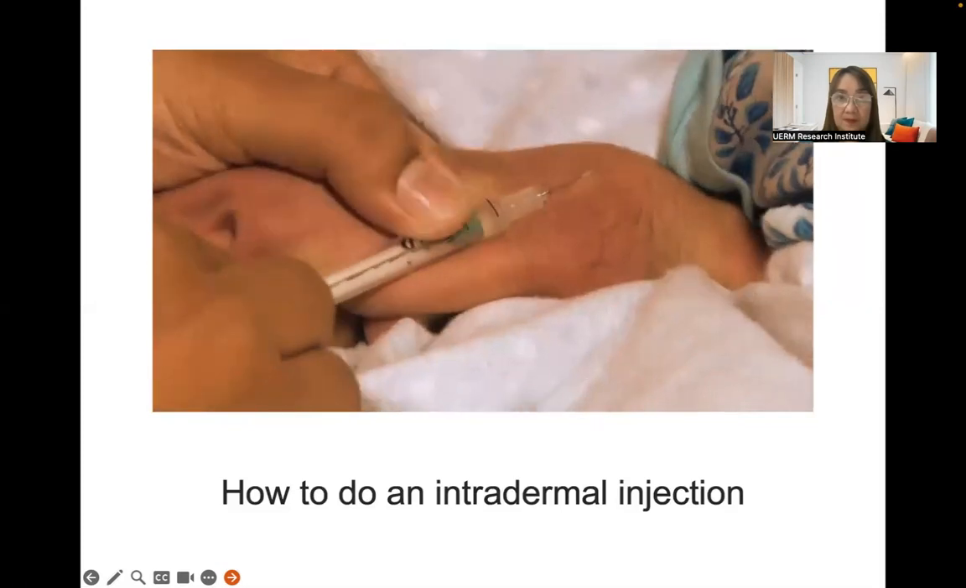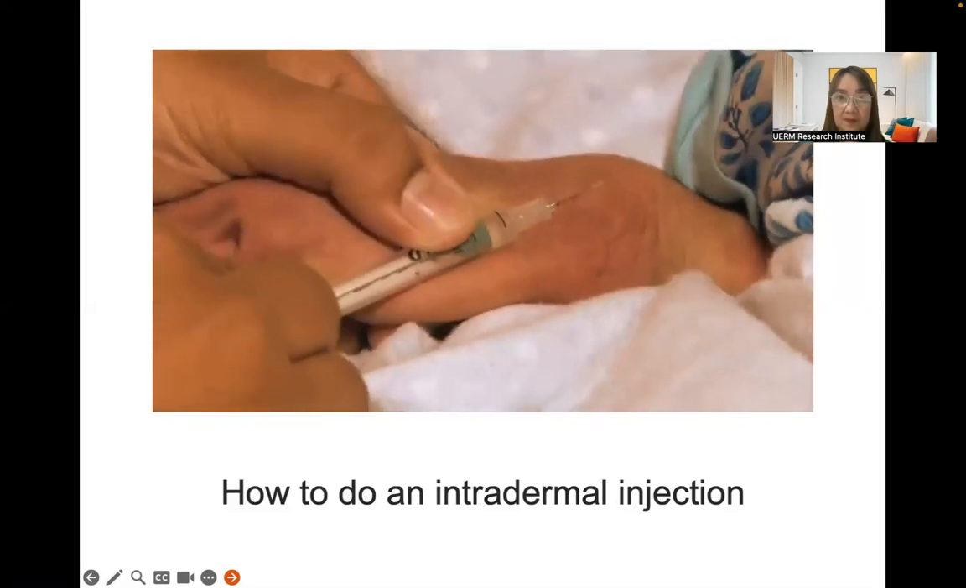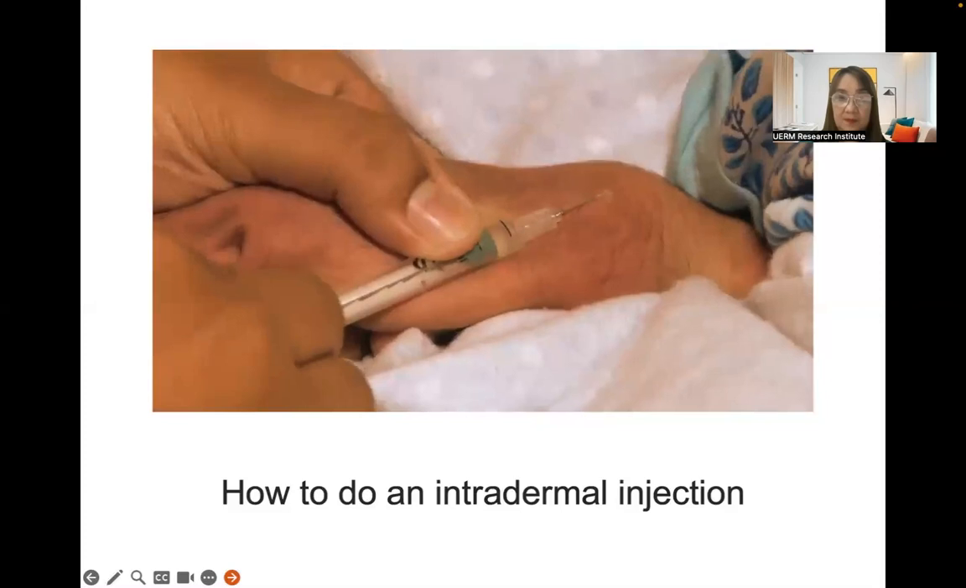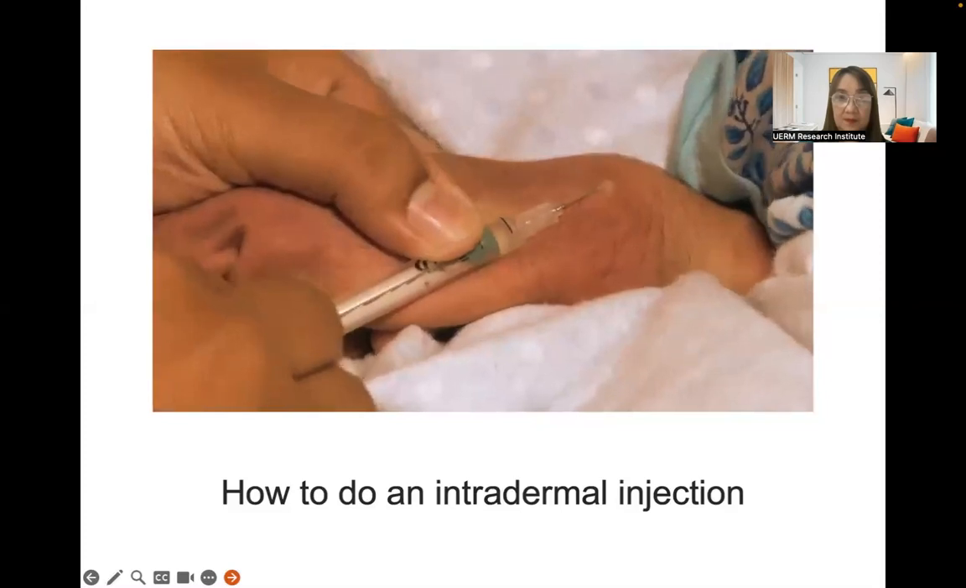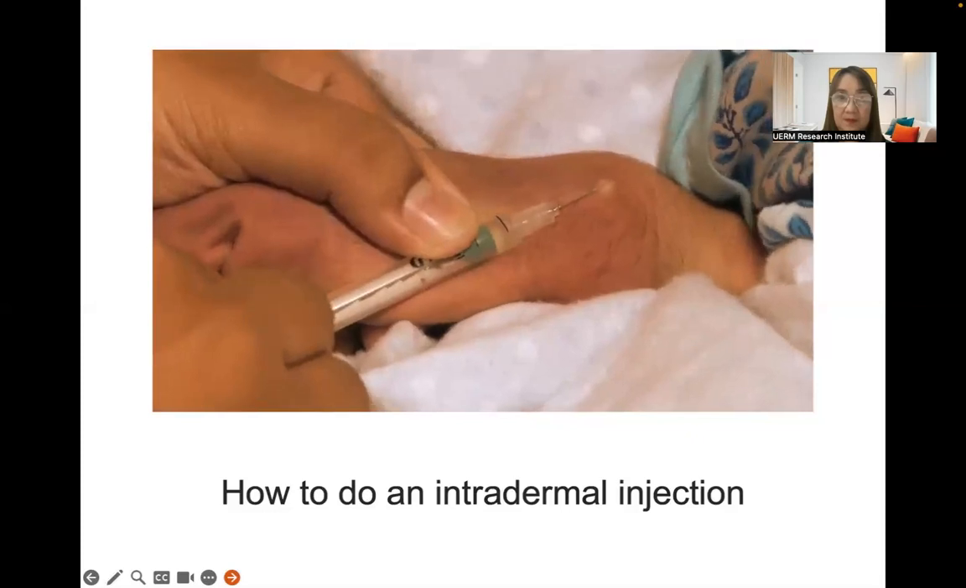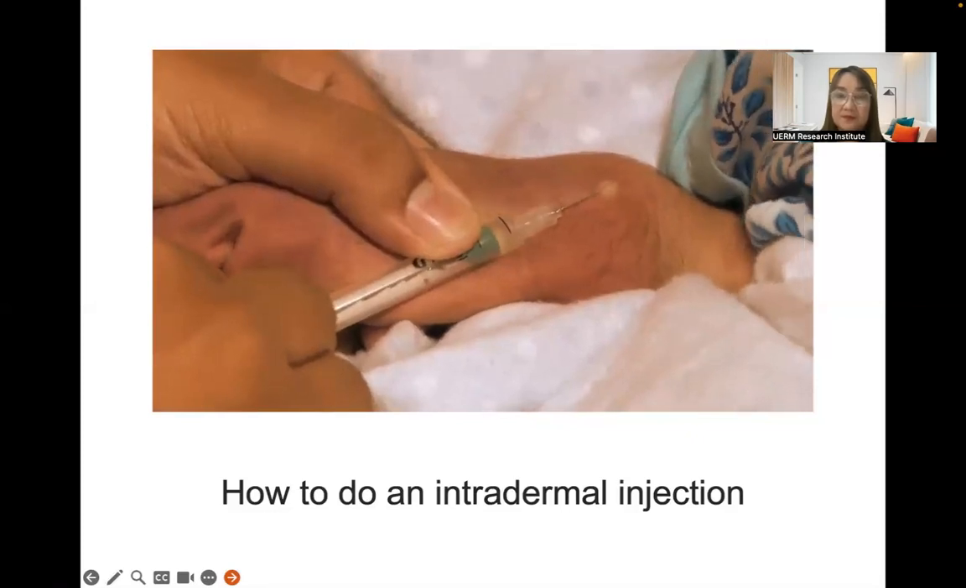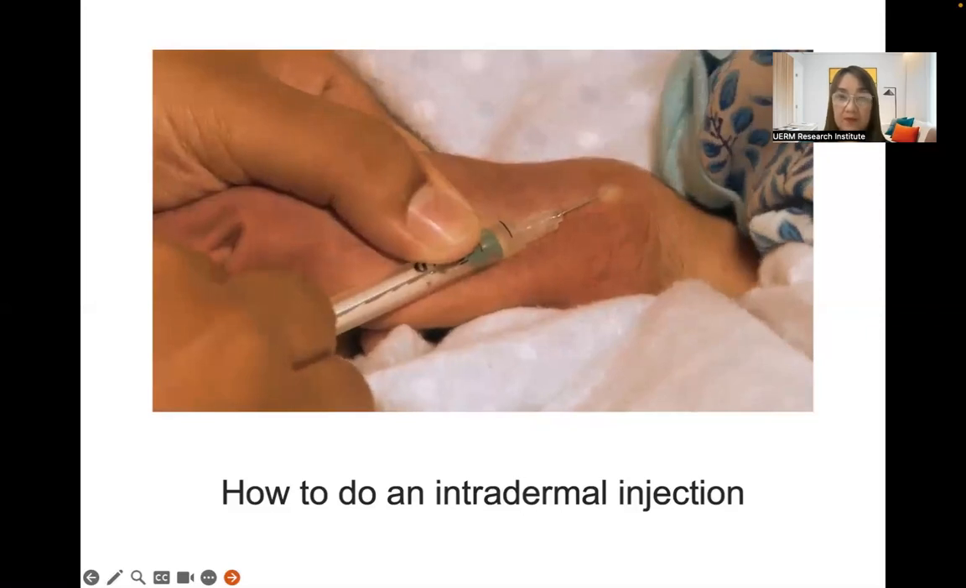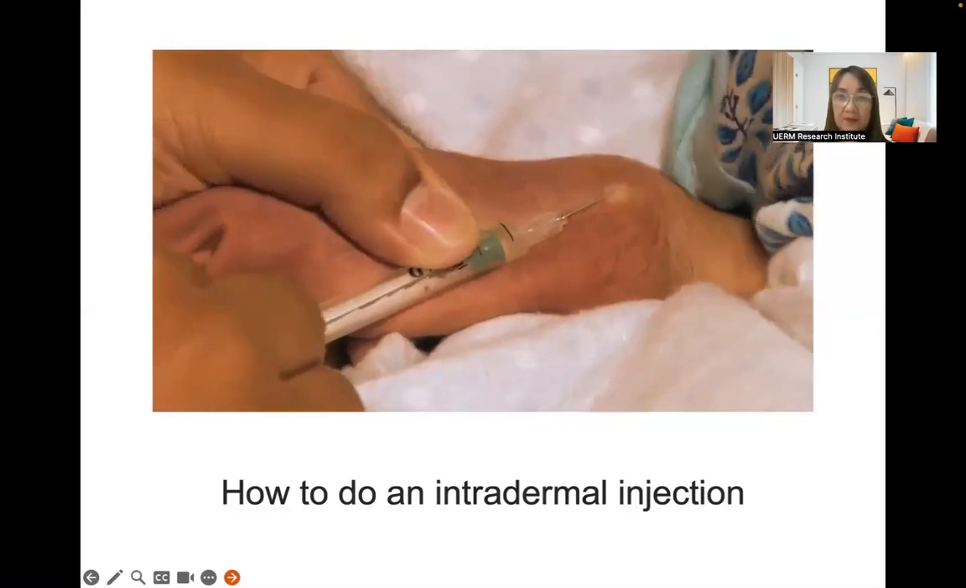Now, inject the vaccine slowly and steadily. You can stabilize the needle with your thumb. You'll notice it's hard to push the fluid in. You should see the skin turning white and raising a small bump.